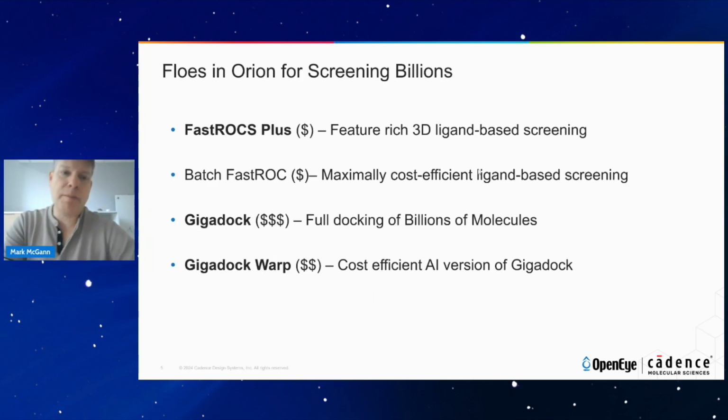The flows I'm going to talk about are FastROCS Plus, which is a feature-rich ligand-based screening program in Orion. I'm also going to talk about Gigadock and Gigadock Warp, which are structure-based programs. There is an additional ligand-based program called Batch FastROCS that's just a maximally efficient but less featureful version of FastROCS Plus. But it's not really used very often because FastROCS is already incredibly cheap and the cost efficiency usually doesn't matter. Usually we're talking the difference between costing $20 and $5 or something like that.